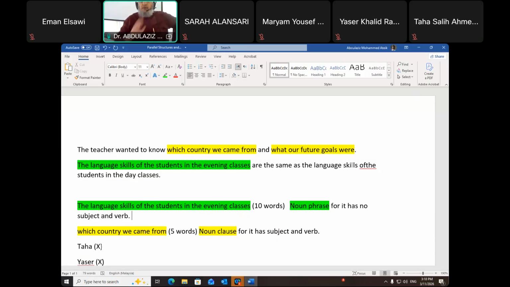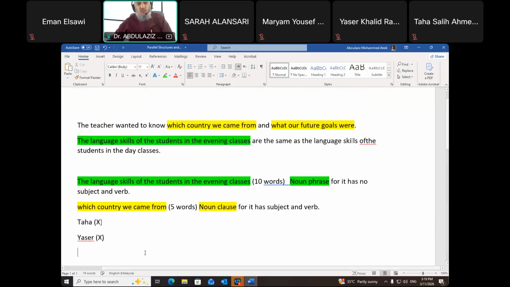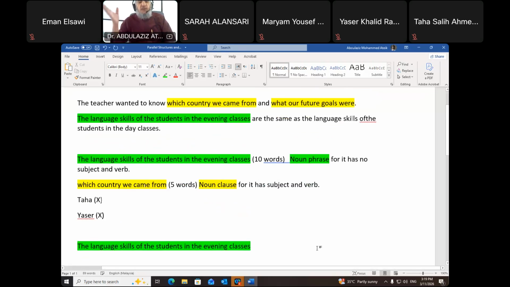But if it were a preposition, it is possible. For example, in is a preposition. The evening classes is the object of preposition, اسم مجرور. Yeah, that's okay. But for subject and object, we cannot decide unless there is a verb. So now in all this, no verb, no subject. That's why we call it a noun phrase. This noun phrase, listen carefully, please, contains a lot of phrases.